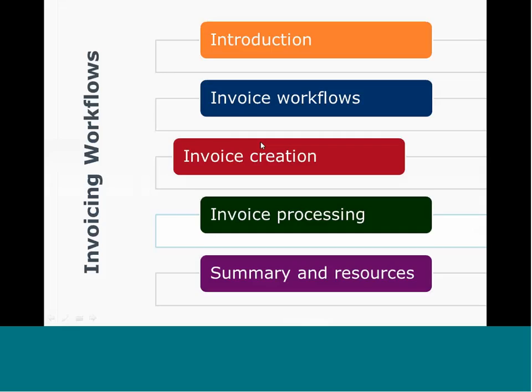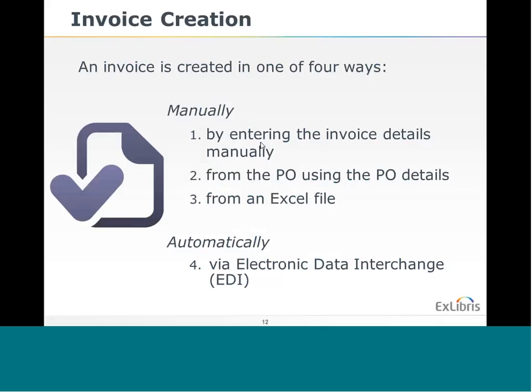So now that we've talked about the invoice workflow options, let's talk about the invoice creation process. An invoice can be created in one of four ways. It can be created manually, where you indicate PO lines that should be associated with the invoice. It can be done manually from a PO using the details in the PO. It can be manually imported using an Excel spreadsheet that contains the appropriate vendor invoice details. Or it can be done automatically using electronic data interchange invoice messages from the vendor.